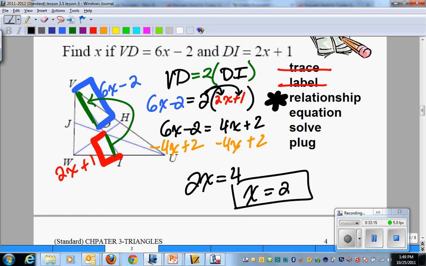Now, if you're really on top of it, you plug it in and see what happens. 6 times 2 is 12 minus 2. That means this is 10. 2 times 2 plus 1 is 5. Look, magic. 10's double of 5. It fits. Okay, if they got x equals 2, go to their brain job and put a giant plus 1 next to it.